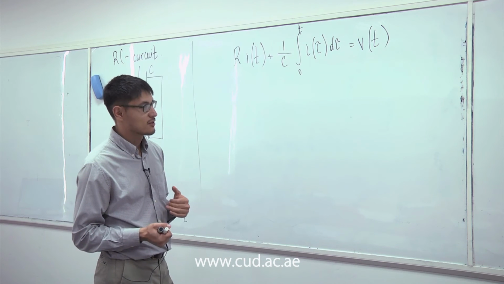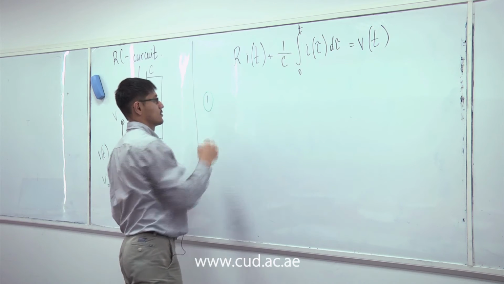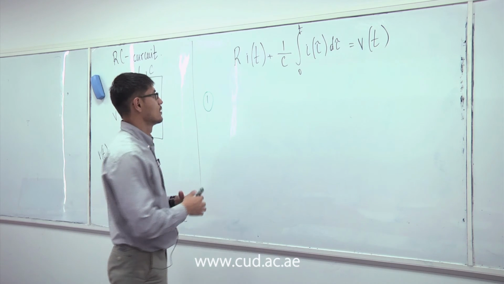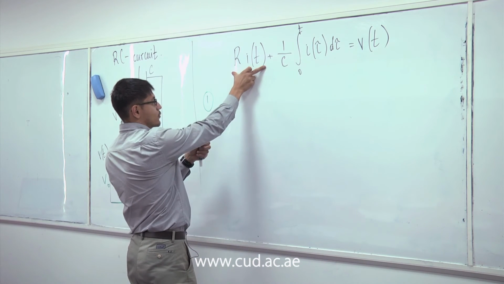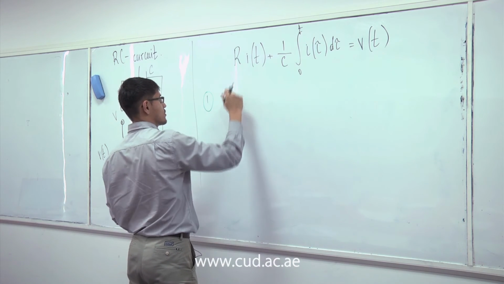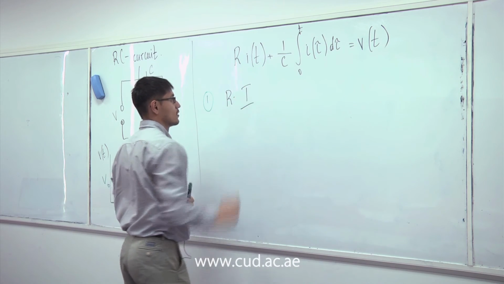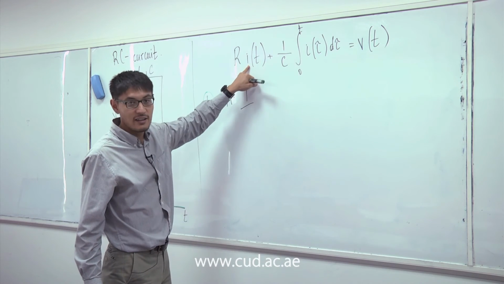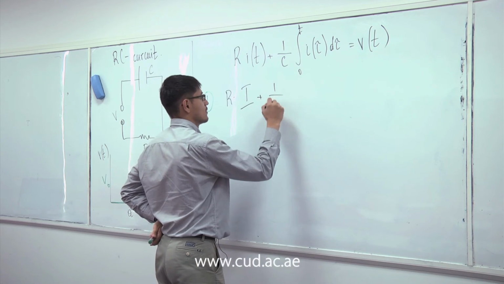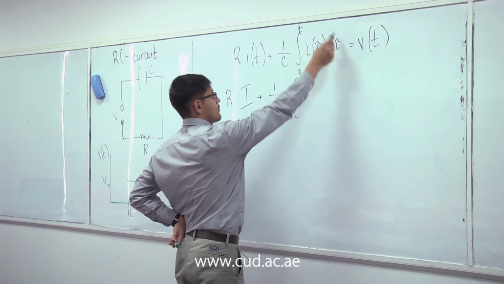Now, if you remember the steps for Laplace transform, the first thing we had to do is to take Laplace transform on both sides of the differential equation. So let's do that. If I take the Laplace transform of this term, I'm going to get R, which is a constant, times the transform of little i. Well, we don't know what the transform of little i is, so we're just going to call it capital I for now, plus 1 over C times the transform of this integral.